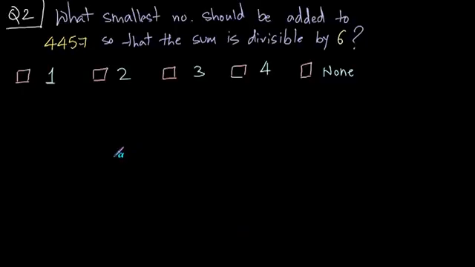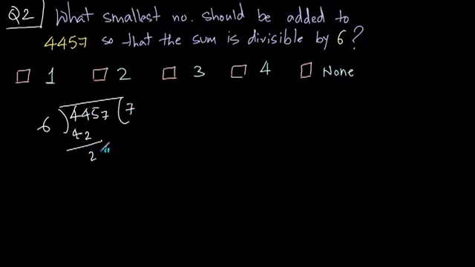Question number 2. What smallest number should be added to 4457 so that the sum is divisible by 6? So you have to add some small number to 4457 so that the sum of that number and this number is divisible by 6. To solve this question, again let's divide this number by 6. So we have 4457 divided by 6. So 6 7s are 42 and the difference is 2. 5 comes down. 6 4s are 24. 1 comes down. 6 2s are 12.